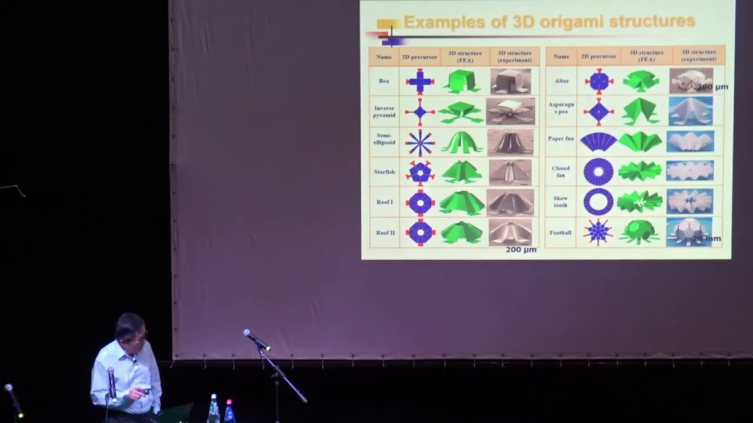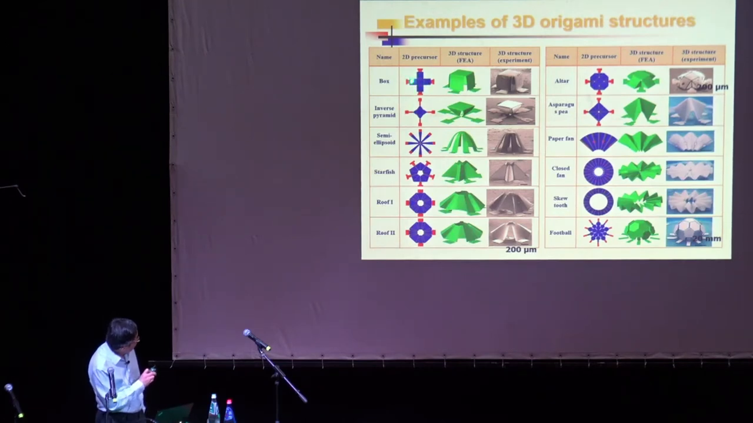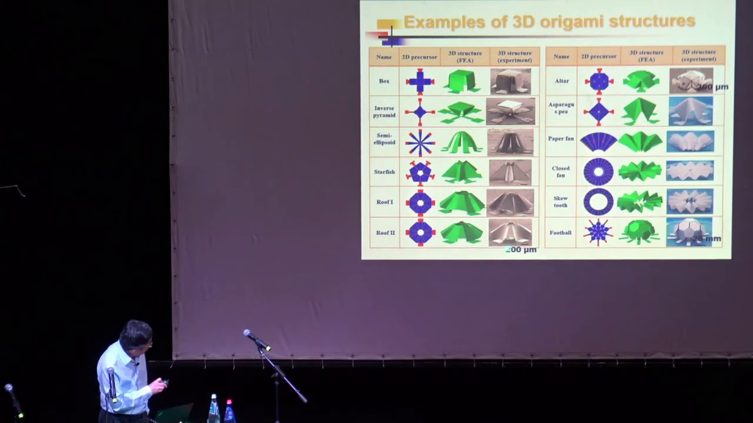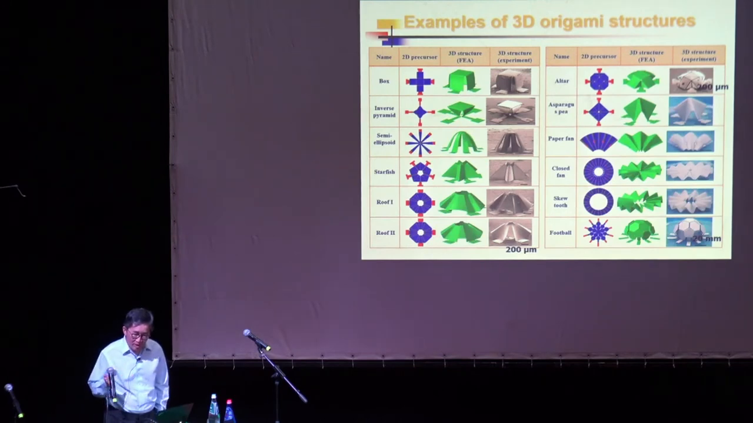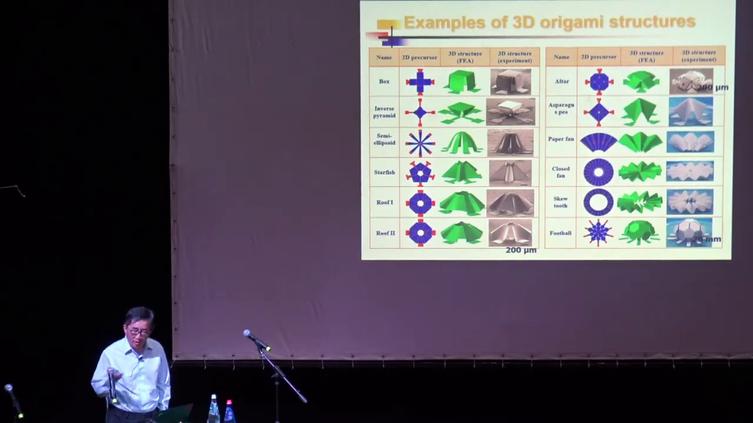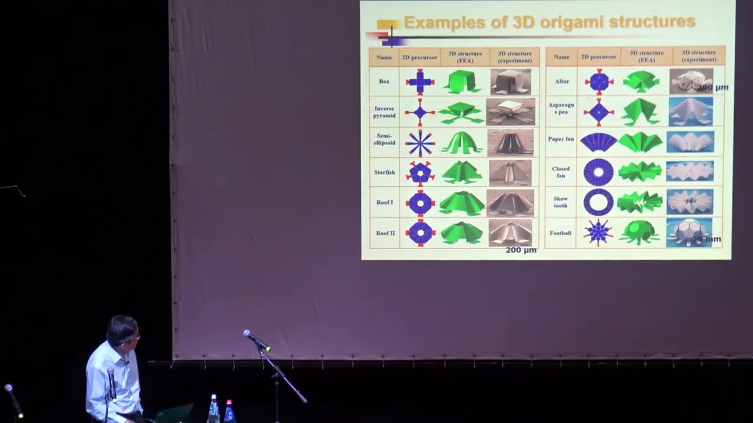So this table summarizes some of the two-dimensional patterns, marked by the blue and red colors here. You can see this one, once it pops up, forms the shape of a box. This green column is the mechanics-predicted shape, and the gray column here is the SEM image. So once again, very good agreement between theory and experiment without any parameter fitting. You use theory to design it first. Once the structure forms, then you do the experiment.